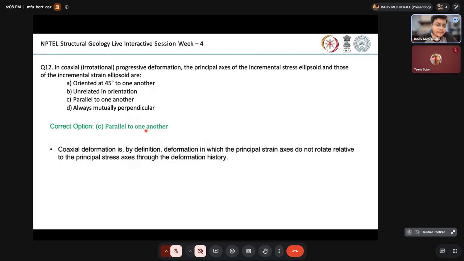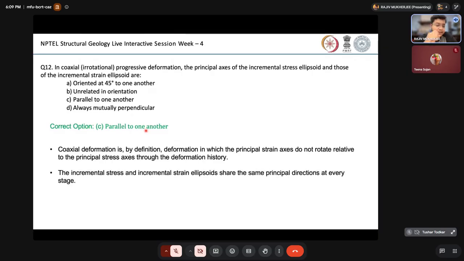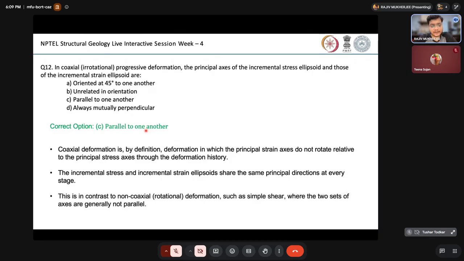because, as I mentioned, coaxial deformation is by definition deformation in which the principal strain axes do not rotate relative to the principal stress axes through the deformation history, right? And the incremental stress and incremental strain ellipsoids share the same principal directions at every stage. And this is in contrast to non-coaxial deformation, such as in simple shear, where the two sets of axes are generally not parallel.